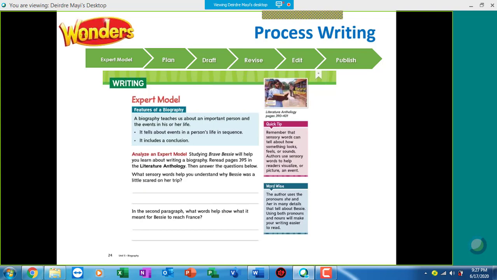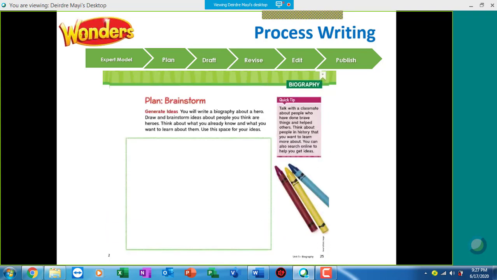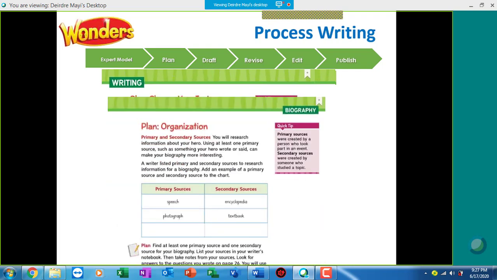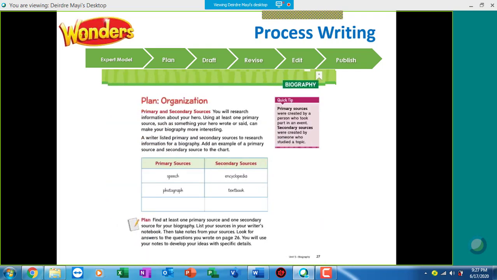The students will analyze the expert model. Then we move into planning, where students will brainstorm, where they'll choose their topics. They'll consider the purpose and the audience. They will organize. Now, because the students are writing a biography, they need to know what primary and secondary sources are. And so you will see that that is all explained here.